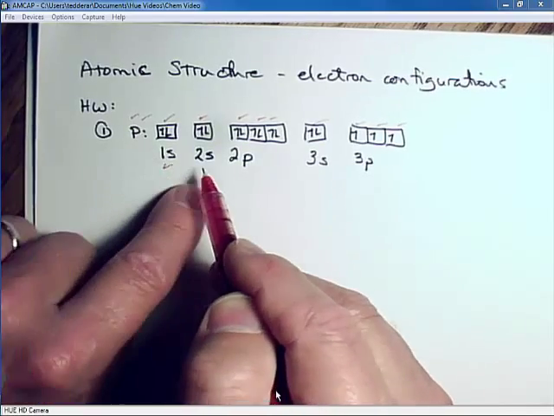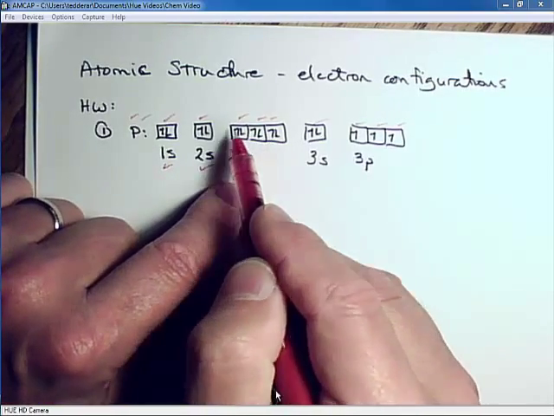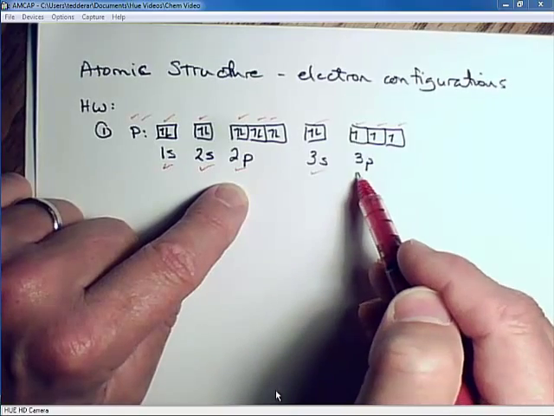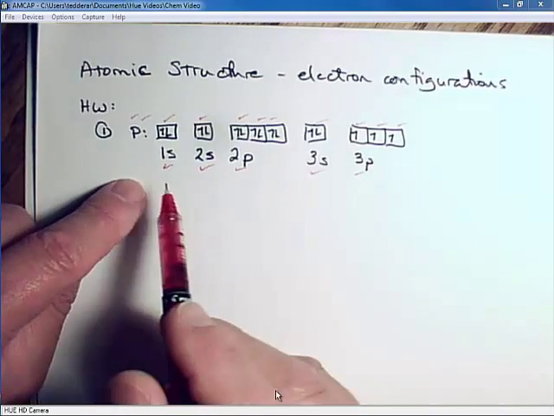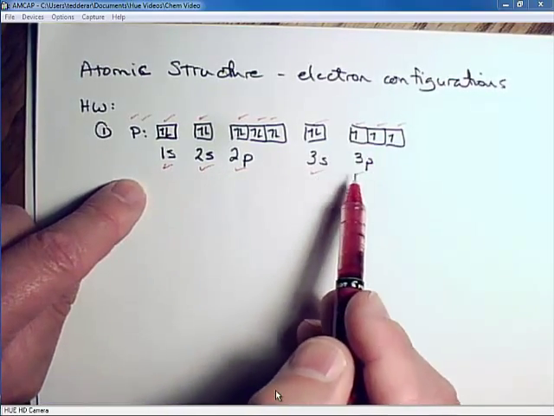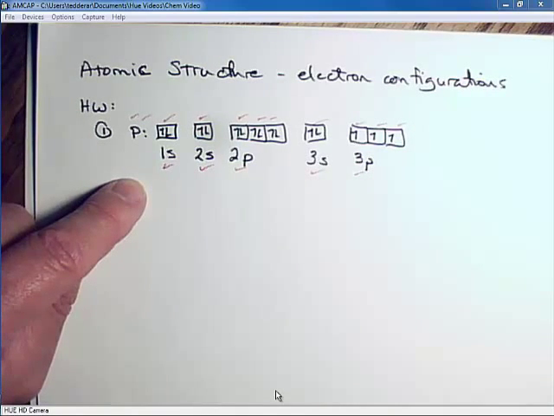Then you have to have 1S under this box, 2S under this box, 2P under these 3 boxes, 3S under that one, and 3P under these. And so 11, 12, 13, 14, 15, 16 points total for this assignment.